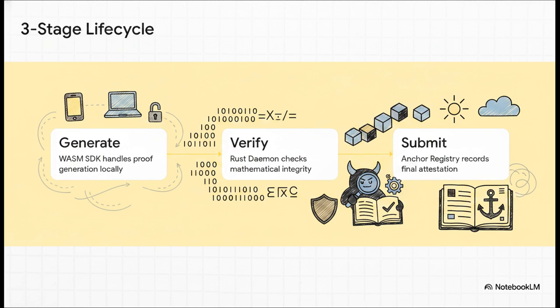Second, it's verified off-chain by the Rust daemon. And third, only after it gets past the daemon, it's submitted to the Solana Anchor Registry for a final low compute attestation. The ledger becomes this immutable record of truth, but it is completely freed up from having to do all that heavy cryptographic math.